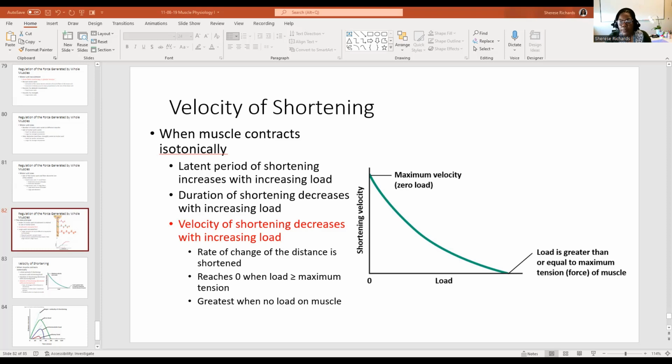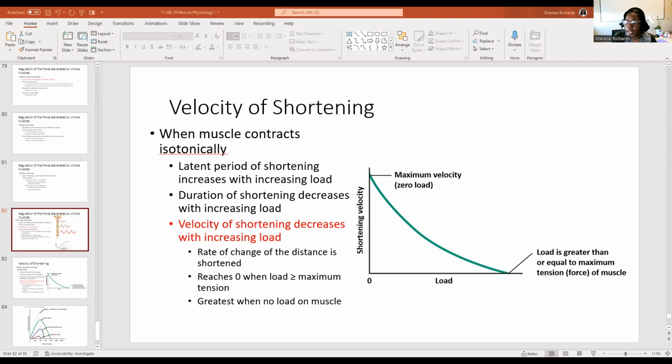So these are the relationships that we're looking at when we talk about the shortening of the muscle and how the velocity can change as the load changes. So if we look at the graph here on the right, here's our shortening velocity. In other words, how fast the muscle contracts. Here's our load on the X. Notice the curve here. We're starting on the left here with maximum velocity, zero load. In other words, I can lift a light object very quickly.